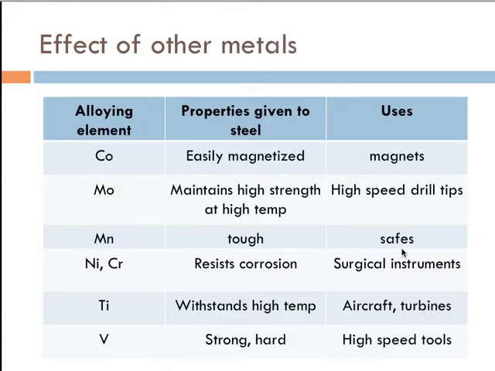Here's a table of the different alloying elements and the properties given to the steel when these are added, and then the uses for the different types of alloys.